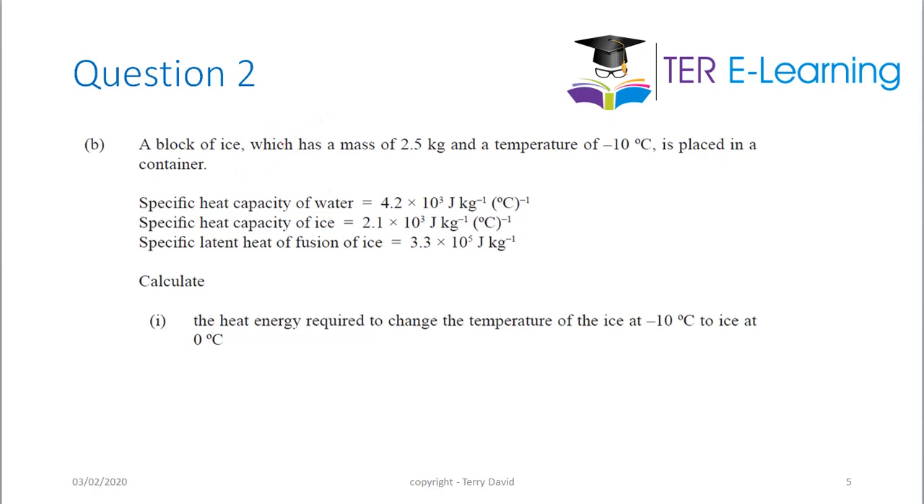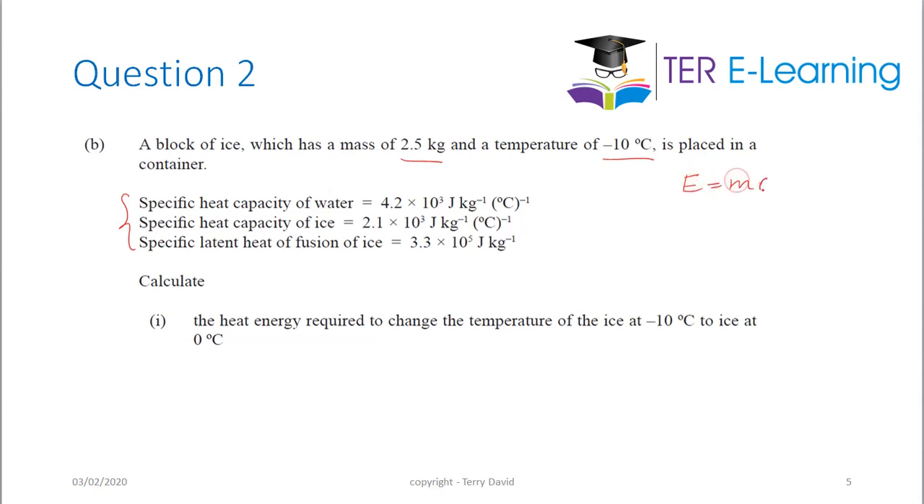So we have a block of ice that has a mass of 2.5 kg and a temperature of minus 10 degrees Celsius, and you place this ice in a container, right? They've given us certain pieces of information: the specific heat capacity of water, the specific heat capacity of ice, and the specific latent heat of fusion of ice.